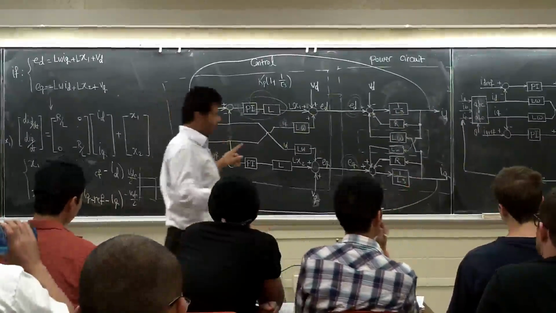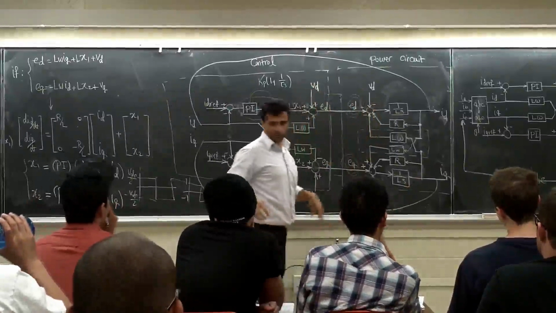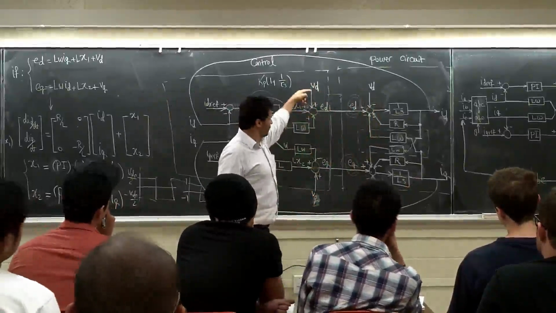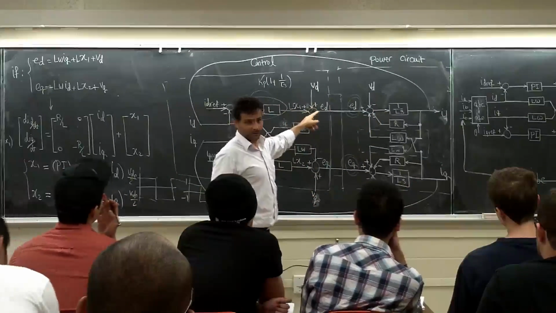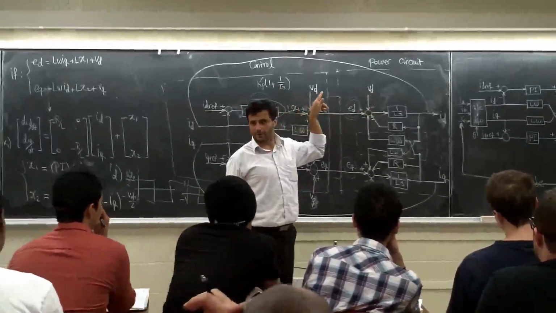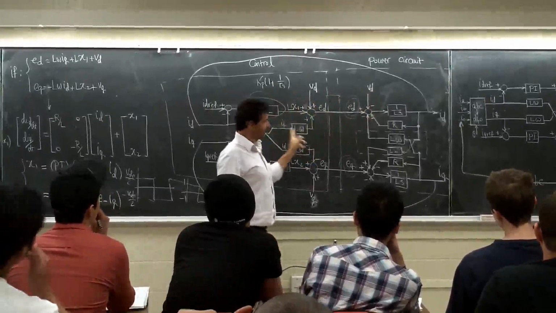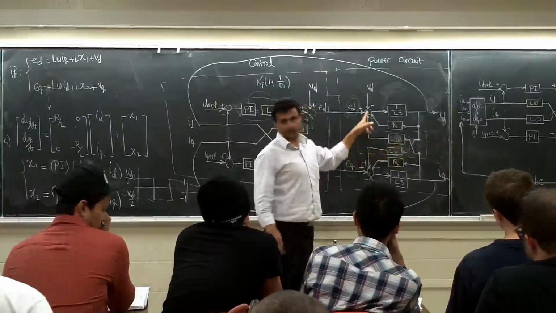Look at here, I'm just going to simplify it. This is the one node, right? All these things are connected to this node, right? Plus VD is coming, minus over, right? Plus L omega IQ, minus L omega IQ. Right?